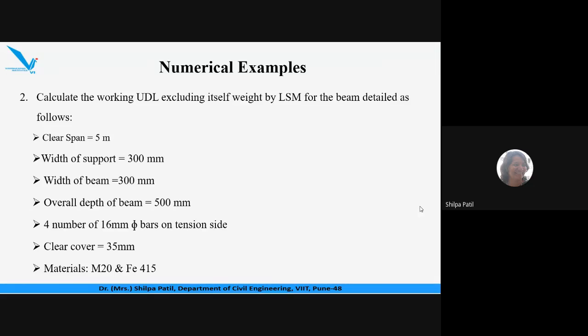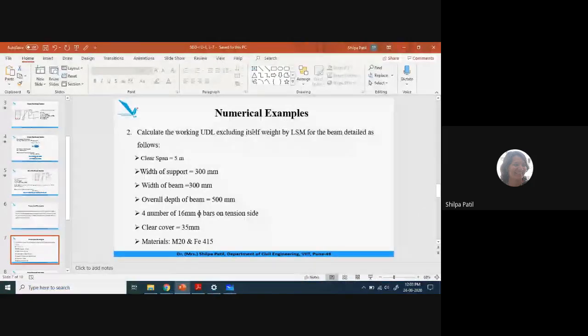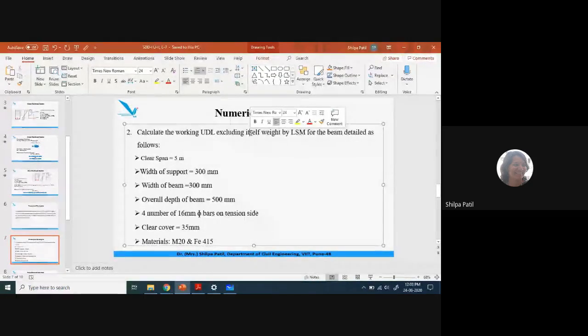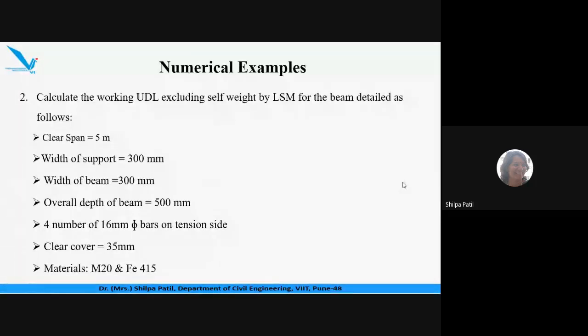Have you noted down the problem statement? Okay, so I'm just reading the problem statement. Calculate the working UDL excluding self-weight. There is a typo mistake. So calculate the working UDL excluding self-weight by LSM for the beam detailed as follows.